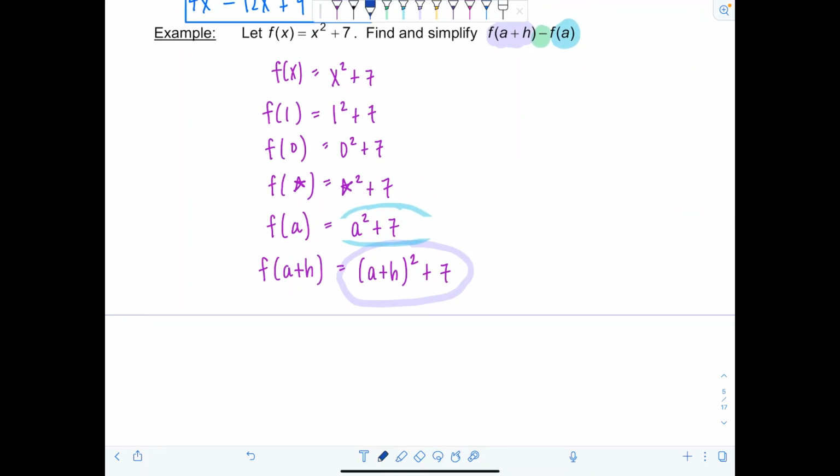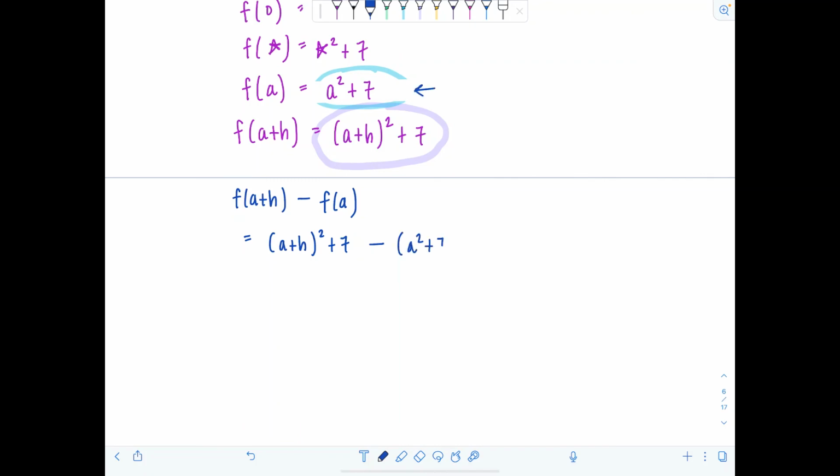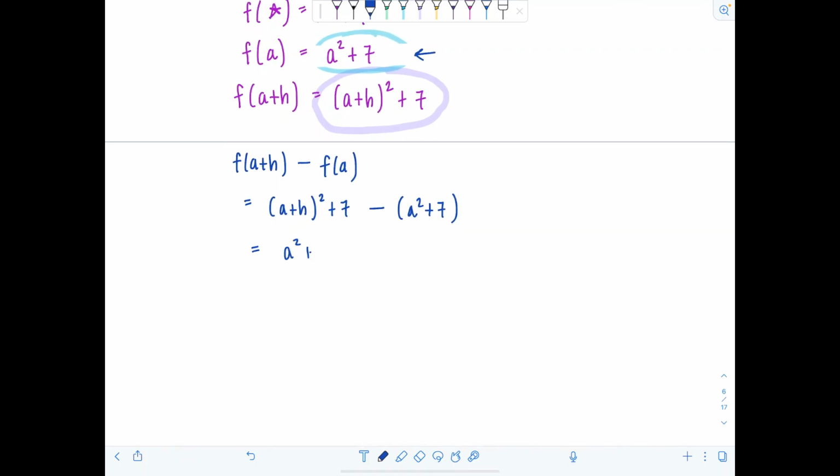Okay, so now let's just put it all together. So f of a plus h minus f of a is going to be f of a plus h, we have it down here, a plus h squared plus 7 minus f of a, that's right here, put parentheses, a squared plus 7. Good, and then now we just got to clean it up. So a plus h squared, oh, we're professional at that now. A squared plus 2ah plus h squared, keep that 7, and then distribute this negative. So we have minus a squared minus 7.